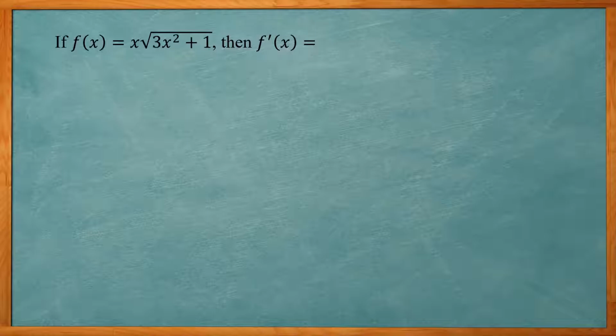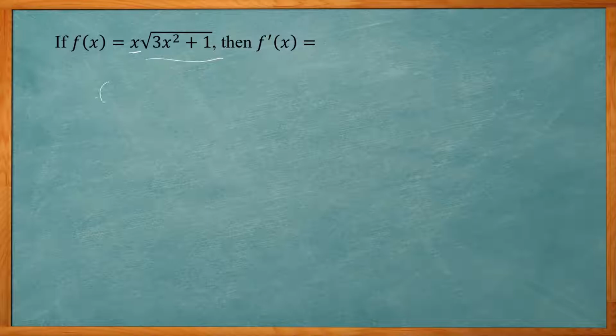So in our second problem, it says if f of x is equal to x times the square root of 3x squared plus 1, find the first derivative. Now in this one, we have basically two pieces, the x and the square root of 3x squared plus 1. So we're going to need to use the product rule on this.